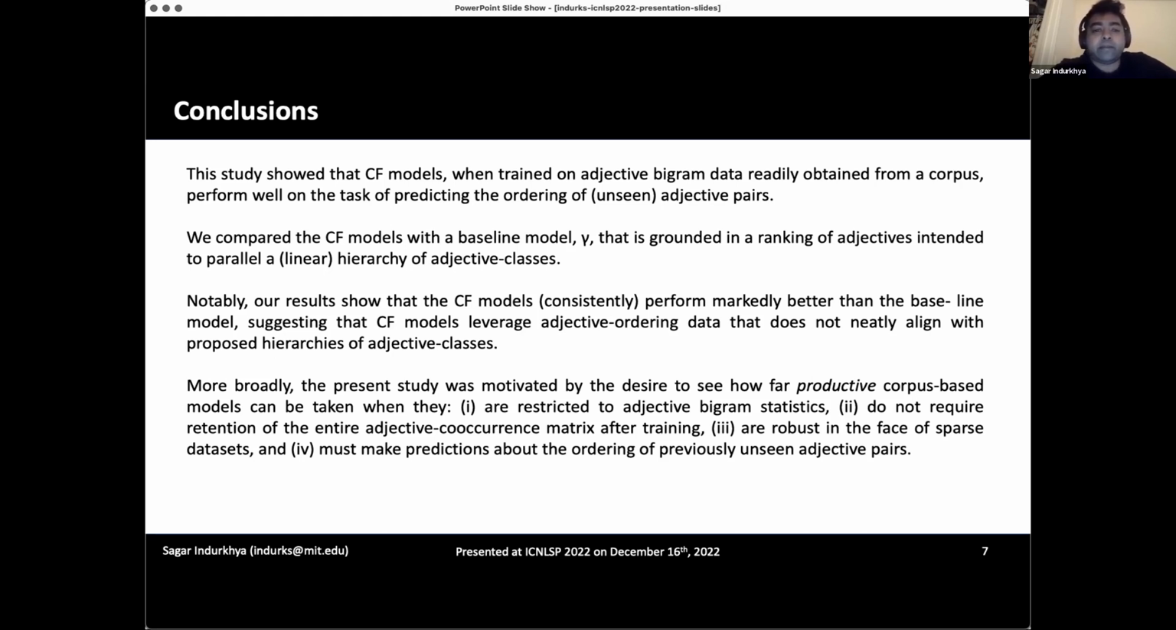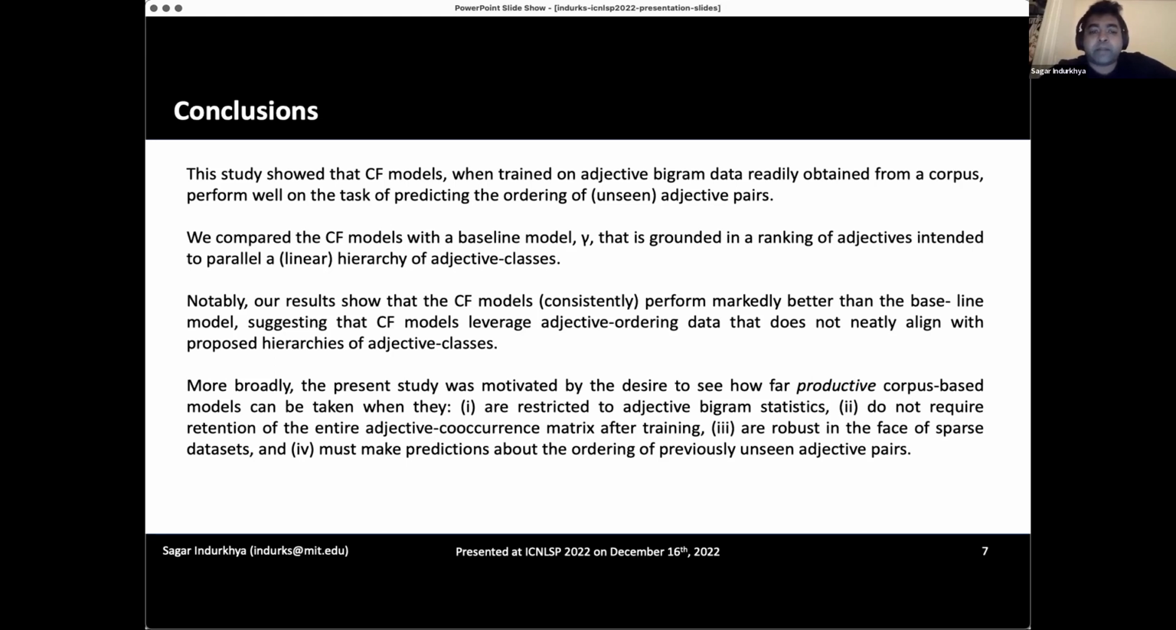And then finally, and more broadly, just to put this whole study in context, this was motivated by the desire to see how far productive corpus-based models can be taken when they're restricted to adjective bigram statistics. A lot of times in other studies, they will not just consider the adjective bigrams, but they'll also consider what the particular nouns being modified by the adjective bigram are. So this is a fairly restricted set of data we're taking in comparison to some other approaches.